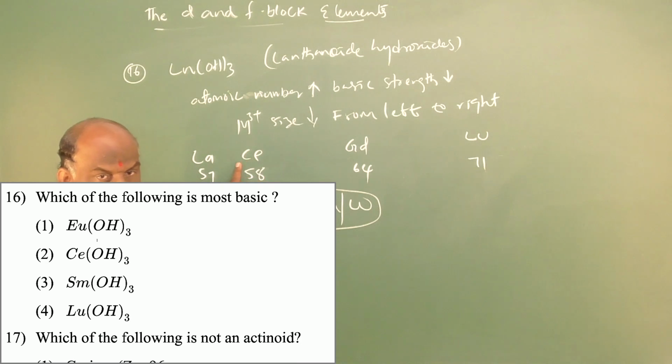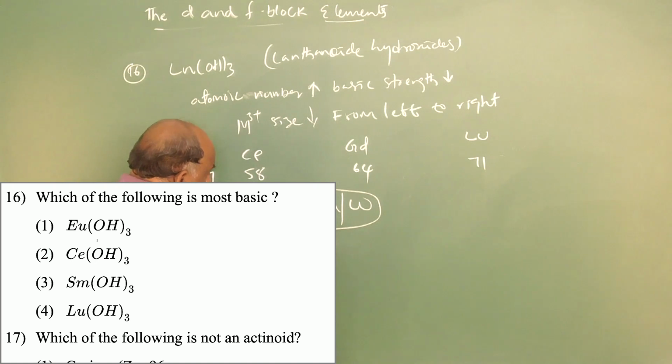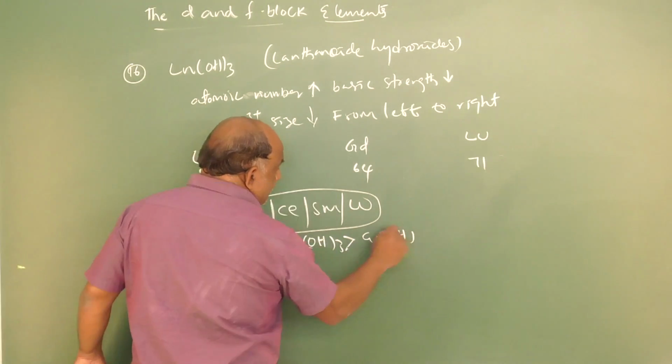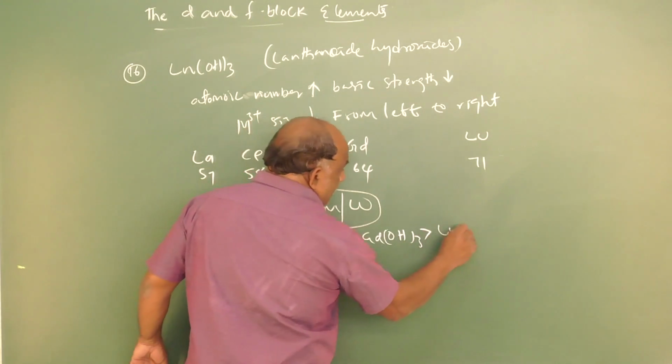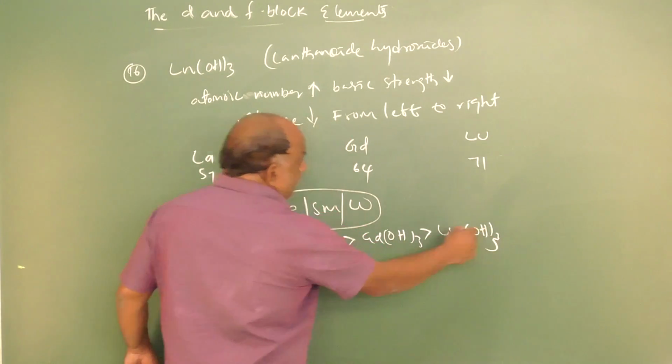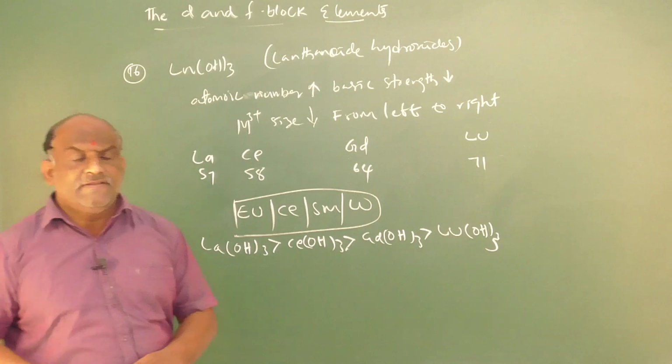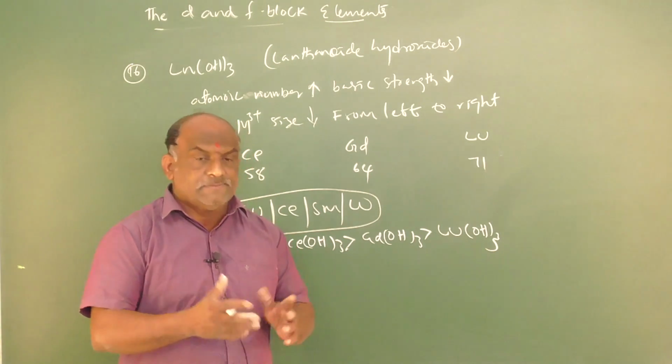After cerium only, because after lanthanum the next element is cerium only. So what does basic strength mean? La(OH)3 is greater than Ce(OH)3, greater than Gd(OH)3, greater than Lu(OH)3. After cerium only, the next elements take place.